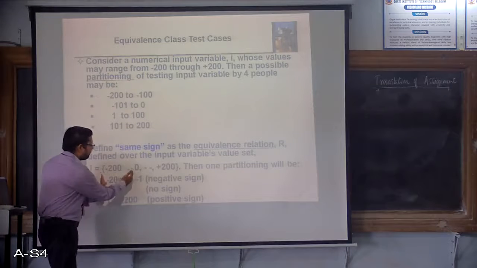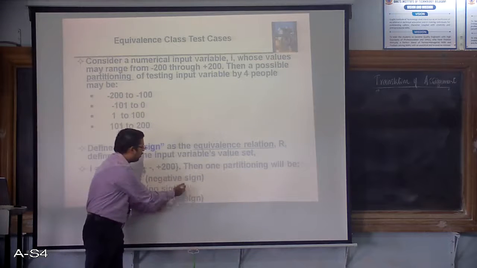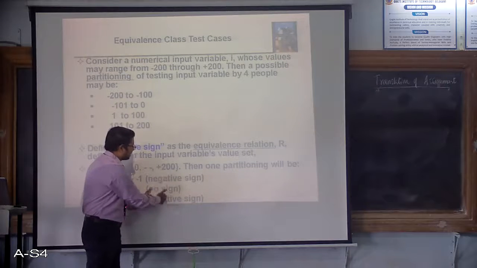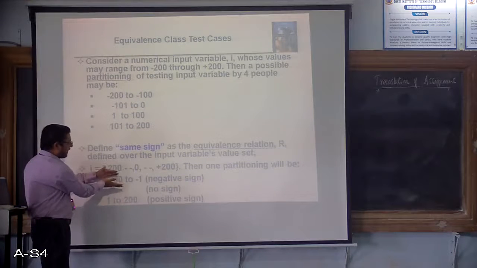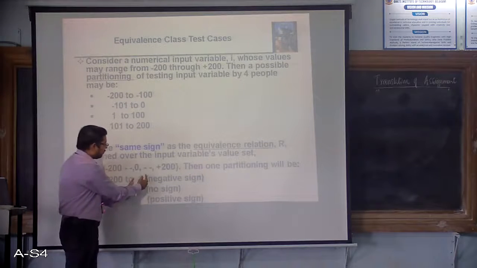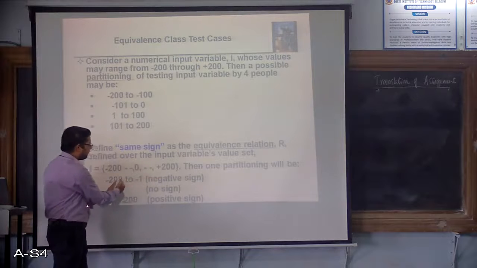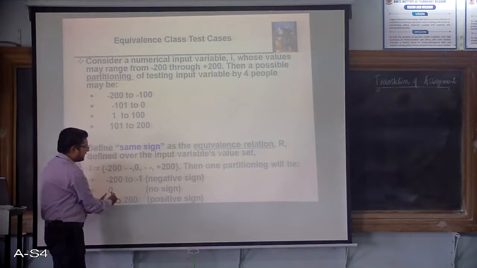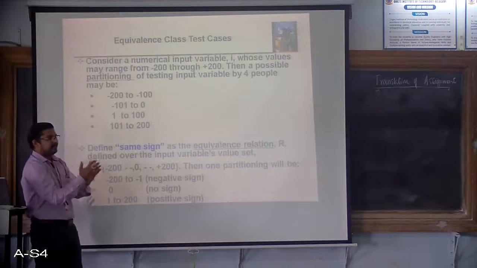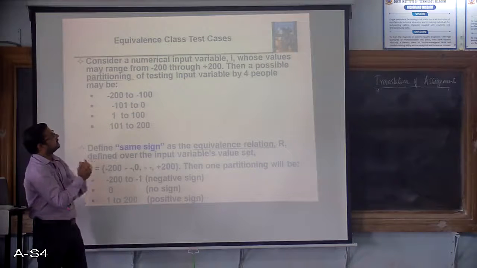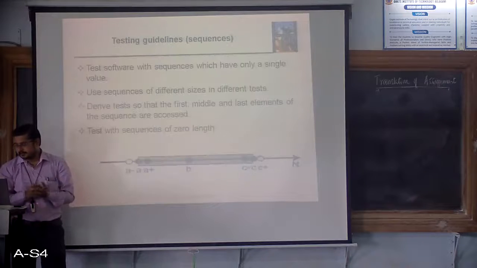This is the input domain, this is the output domain. The output domain covers three classes: negative sign, no sign and positive sign. The input domain is divided among three classes. There is a one-to-one correspondence: negative sign, one-to-one correspondence; no sign, one-to-one correspondence; positive sign, one-to-one correspondence. This compatibility is what we get by using the equivalence class partition method.